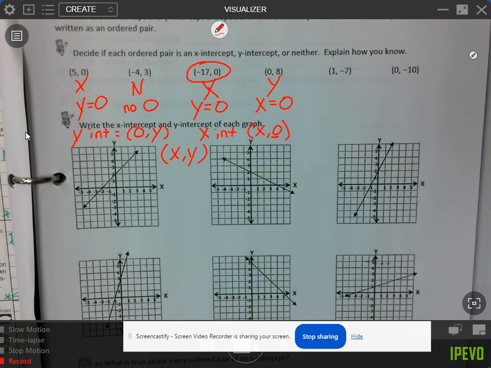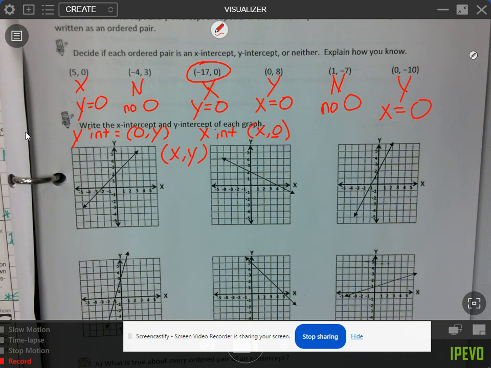Elsa. Neither, there's no 0. And our last one, (0, -10). Olivia. It's the y-intercept because x equals 0.